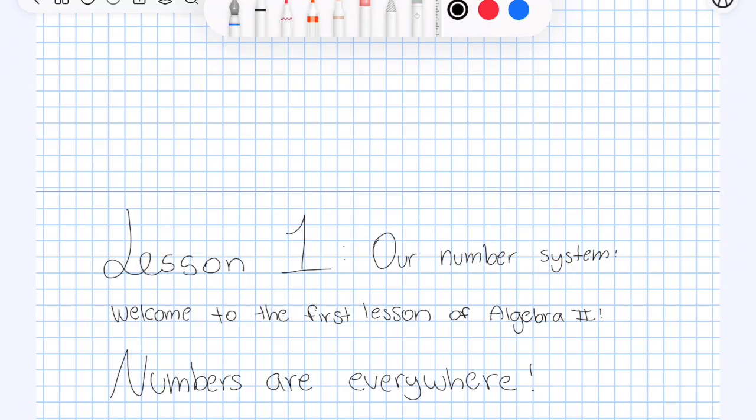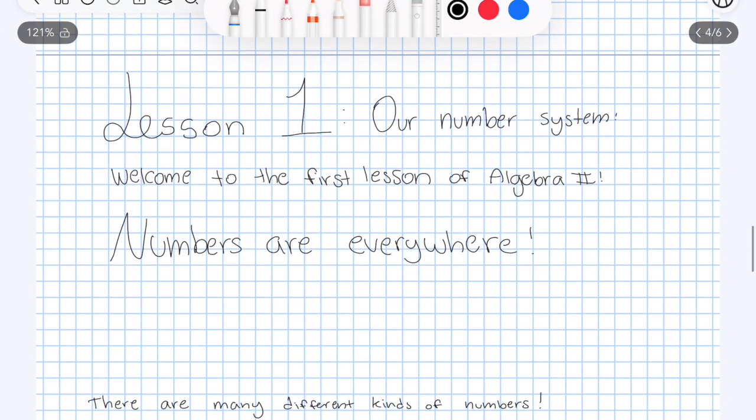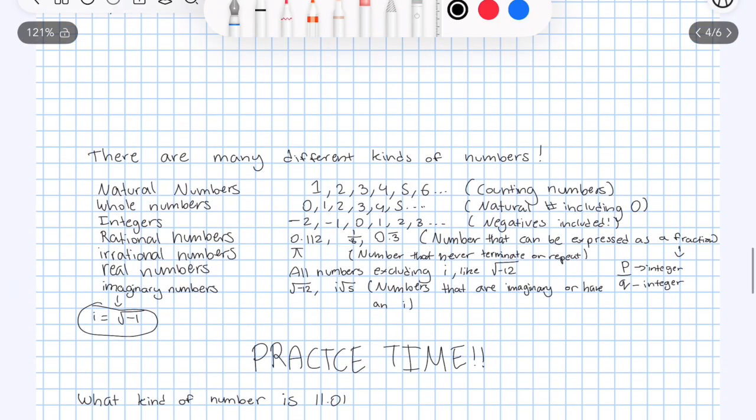Hello, and welcome to the first lesson of Algebra 2. Today, we're going to be learning about our number system. So, numbers are everywhere. There are many different kinds of numbers.